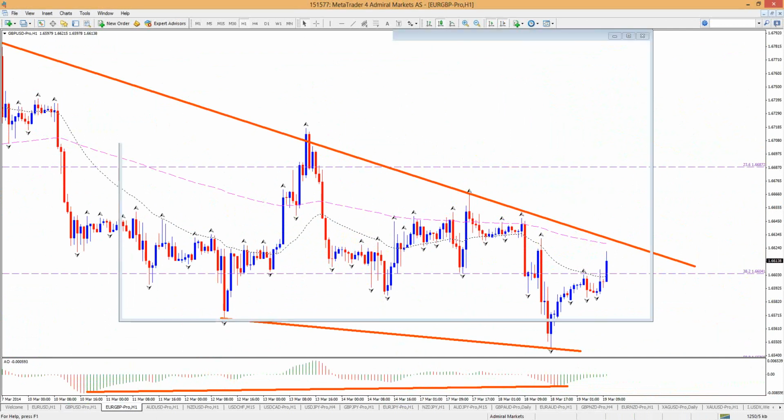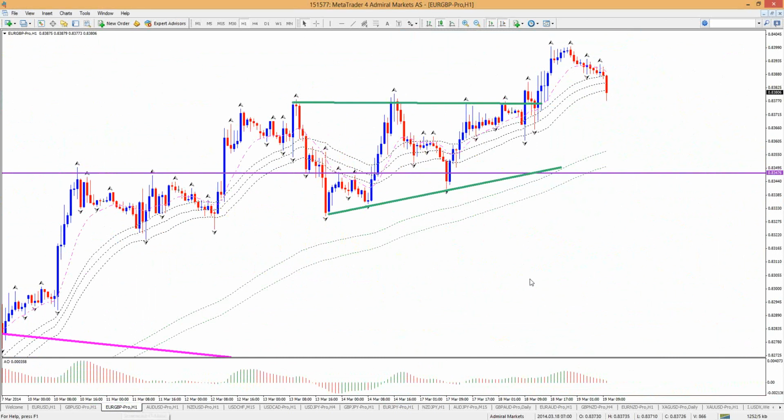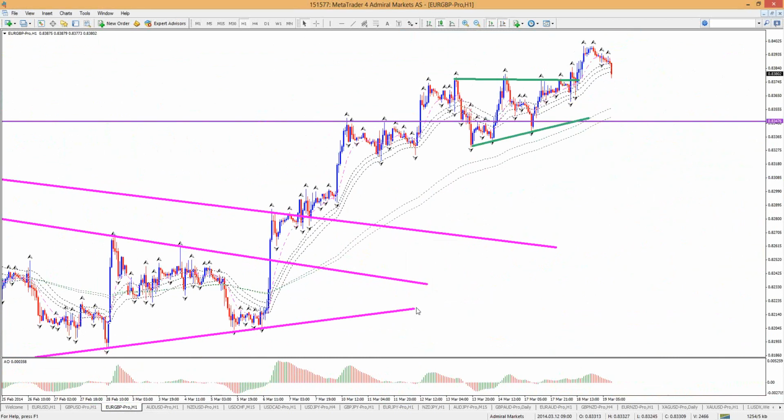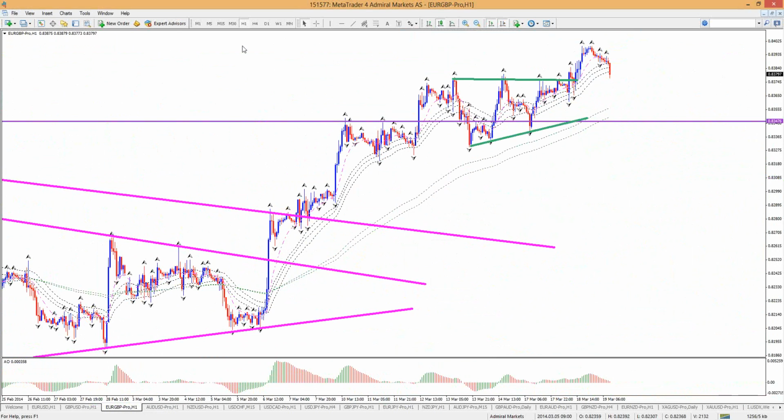So that's it. That's the pound dollar. I guess nothing else to add. If you have questions, let me know. Euro pound is retracing at the moment. I'm not a big fan of trading the euro pound. Anyhow, it's just for educational purposes.